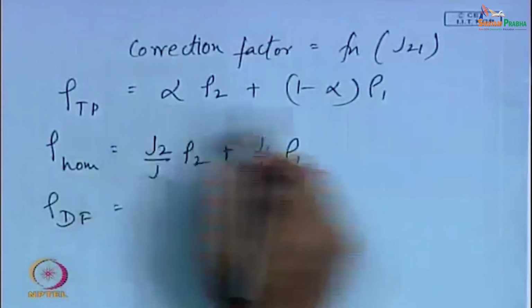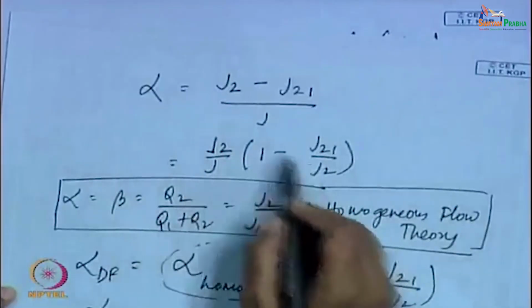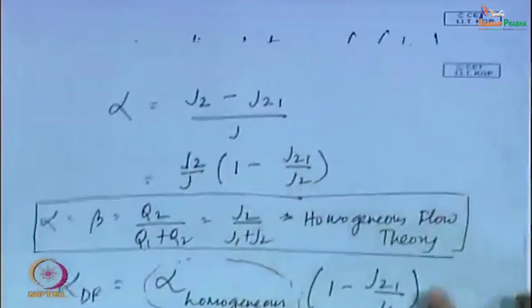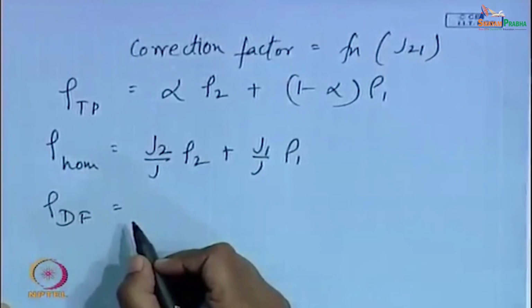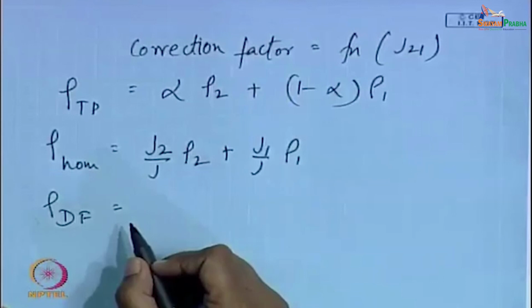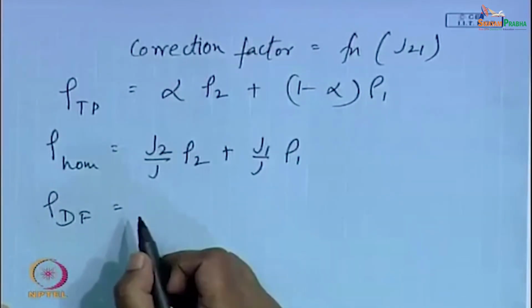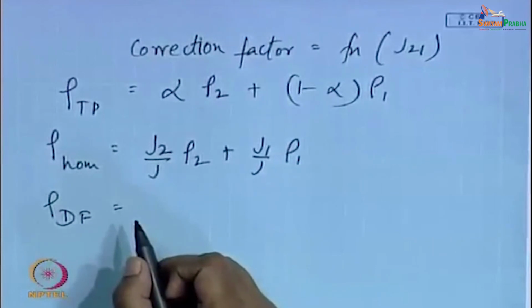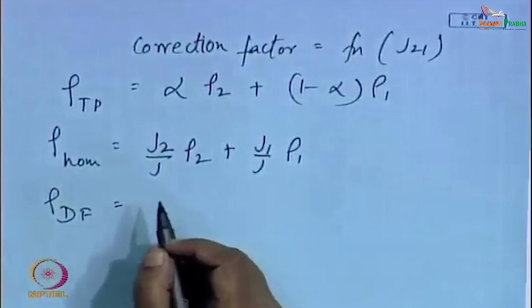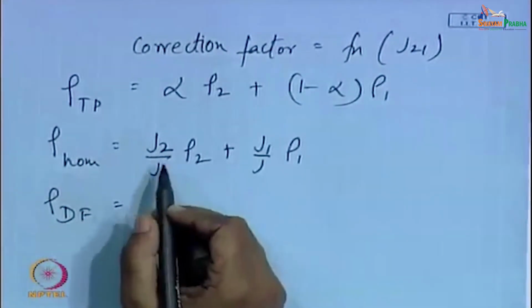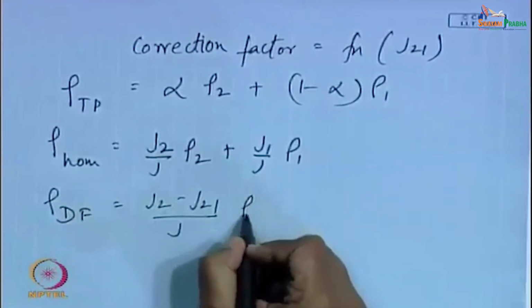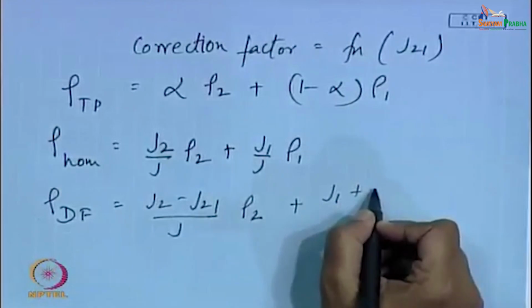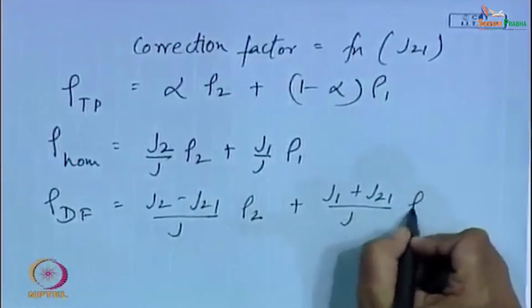From the drift flux model, we know alpha can be obtained from this particular expression. So, if we substitute this expression of alpha in the expression of rho TP, then we should get the corrected expression of the mixture density as obtained from the drift flux model. Agreed, all of you? Just substitute and then tell me what expression you get. Instead of alpha, we can write it as J2 minus J21 by J into rho 2 plus J1 plus J21 by J into rho 1.